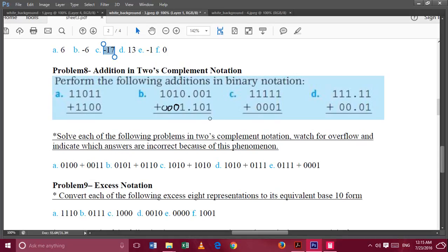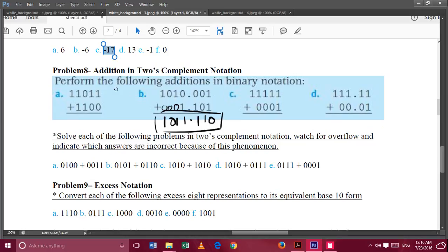So 1 plus 1 equals 0, carry 1. 1 goes to the next place. So that's 1. 0 plus 1 equals 1. 0 plus 1 equals 1. 1 plus 0 equals 1. 0 plus 0 equals 0. 1 plus 0 equals 1. Okay, so this is the correct answer.